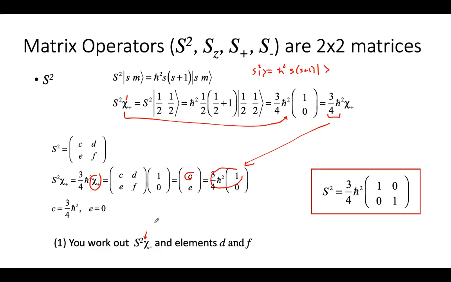Okay, so on the worksheet, this is problem 1. I'll leave you to work out what S squared is on the minus, do exactly what I did here. And so you ought to be able to figure out what the elements D and F are. Here's the answer. The answer is going to be 1, 0 when you get it right. And of course, I factored out the 3/4 H bar squared. And so interestingly enough, the spin angular momentum S squared matrix operator is an identity matrix with that as a constant out front. Kind of neat that it works out that way.